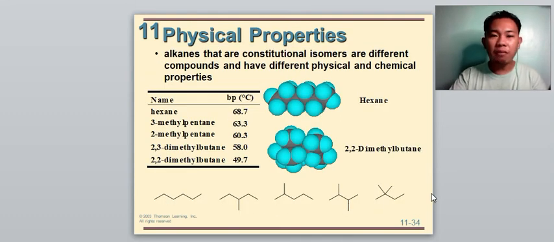Another physical property of alkanes: constitutional isomers are different compounds and have different physical and chemical properties. Just for example, in this table we have hexane and 2,2-dimethylbutane. These are the cloud structures of your hexane and your 2,2-dimethylbutane, and these are the line-angle formulas of your compounds. As you observe, these are constitutional isomers. They have the same molecular weight, but they have different boiling points because they also have different physical and chemical properties.